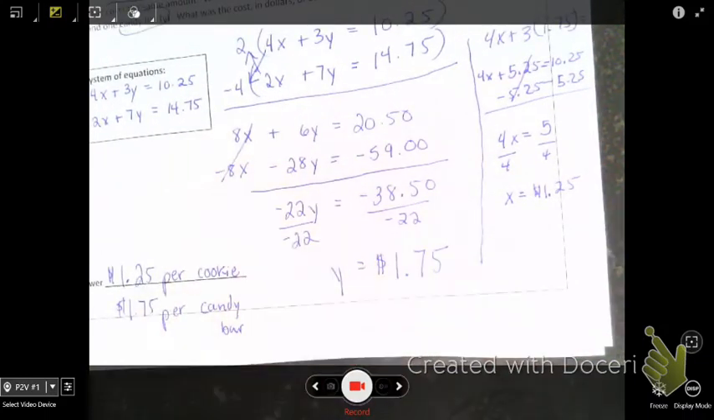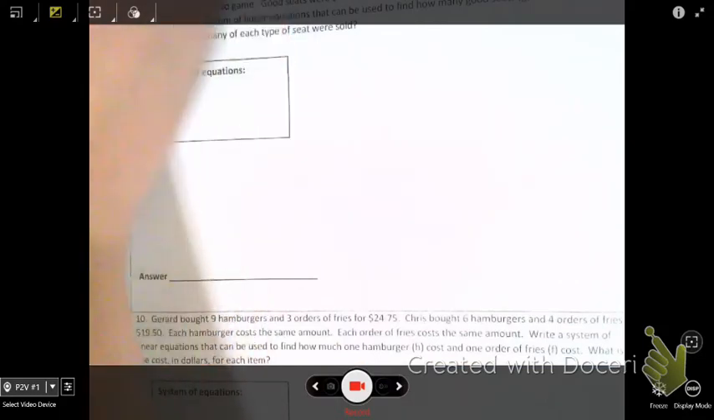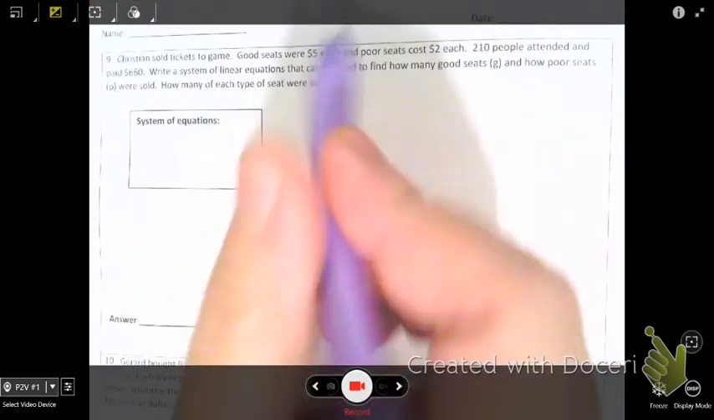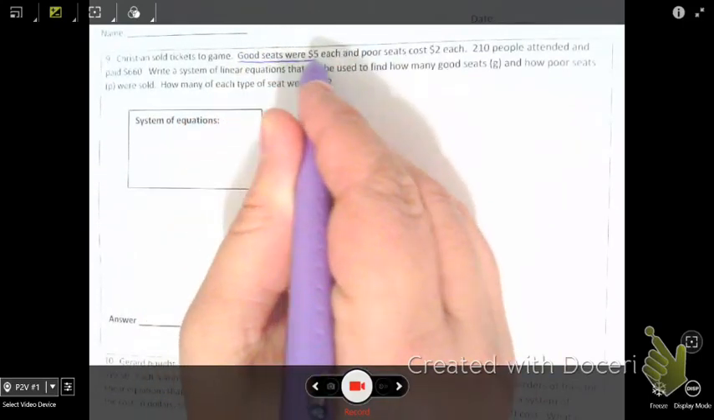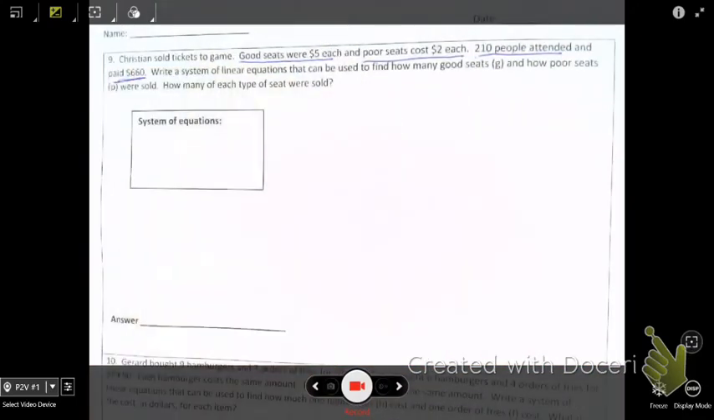That's my answer. On the back, what I'm going to do is set these up for you and give you the answer. What I would like for you to do is work them out. That way this video isn't a million times longer than it needs to be. So I'm just going to help you set this up. Good seats were $5 each. Poor seats were $2 each. 210 people attended and paid a total of $660 for all of the tickets to the game.